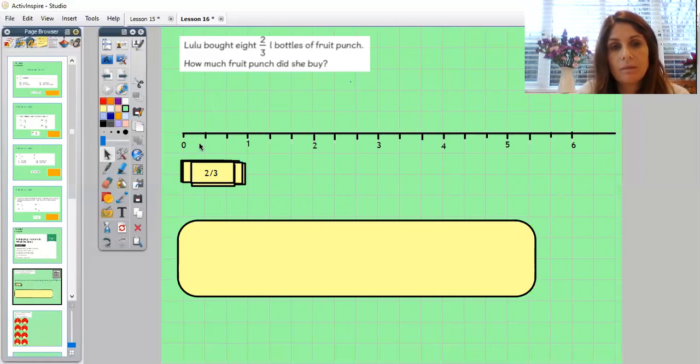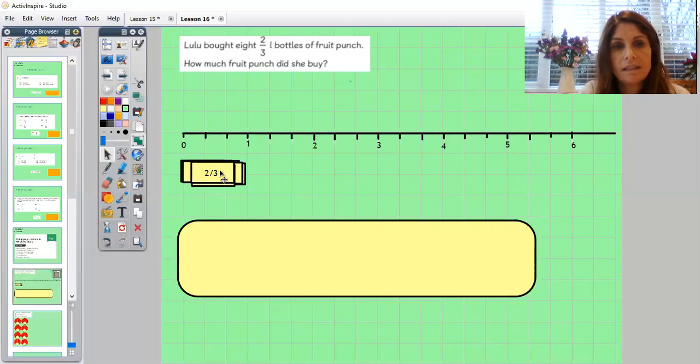So you'll see here what I've done is I've drawn myself a number line and I've split each of my whole into 3 parts, into thirds. So this would be 1 whole litre, so 1 bottle, a full bottle, and then I've split it into thirds because it says 2/3 of a litre bottles of fruit punch.